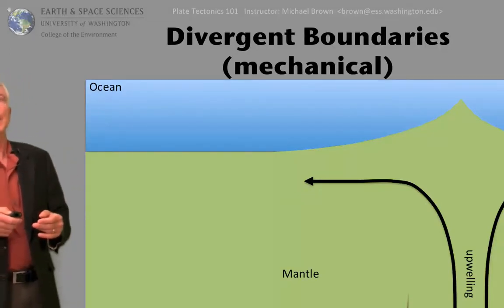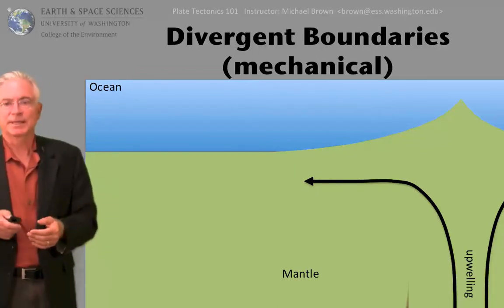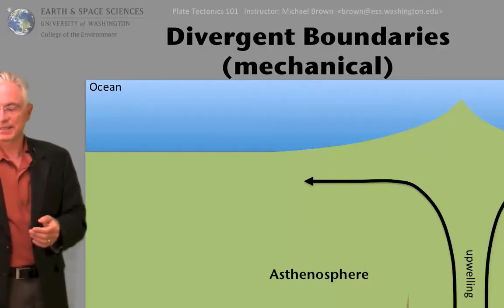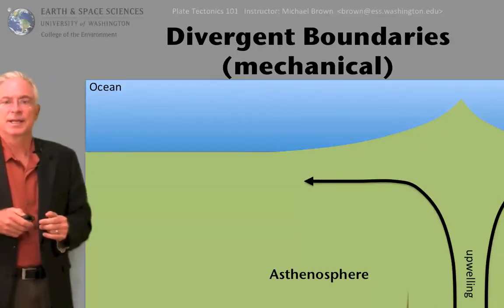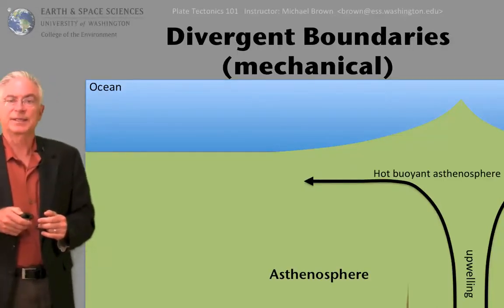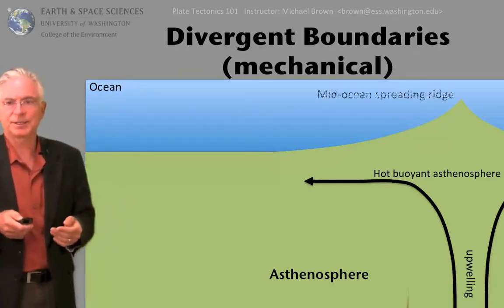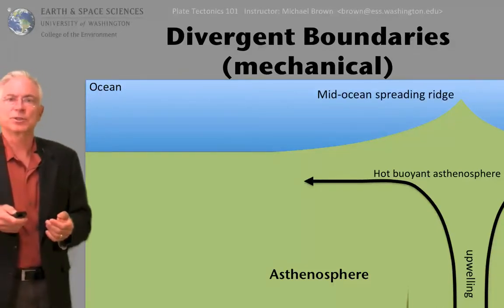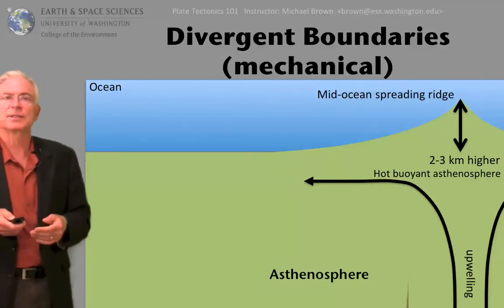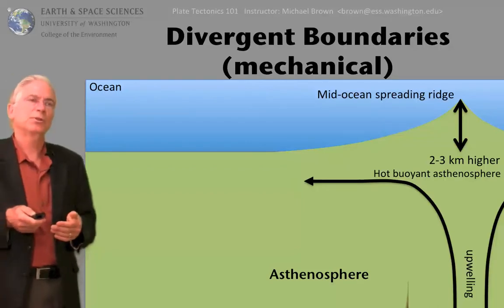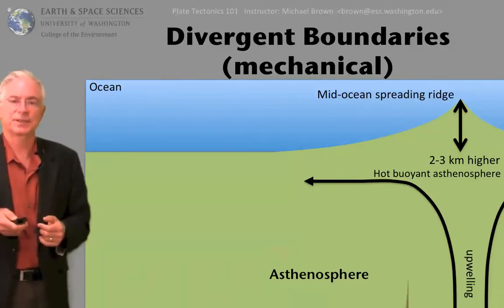Let's look at this from a mechanical perspective, and I've again drawn a cross-section, but now mantle is replaced by asthenosphere. So there, see, it says mantle, now it says asthenosphere. The asthenosphere in the upwelling region is buoyant and rises. There's our mid-ocean spreading ridge again. And you notice in this drawing, I've given some scale. It's about 2 to 3 kilometers higher than the surrounding ocean abysses.